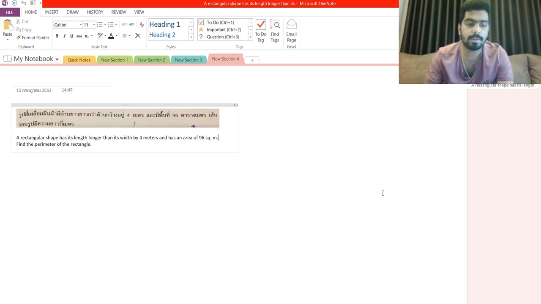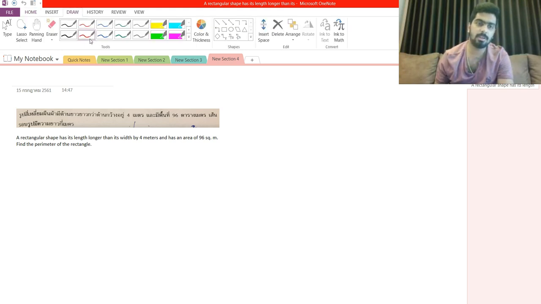So what we have now is a rectangular shape that has its length longer than its width by 4 meters, and we know the area of the rectangle is 96 square meters. What we have to do now is find the perimeter of the rectangle. So let us put this word problem in such a way that it's easy for us to see.